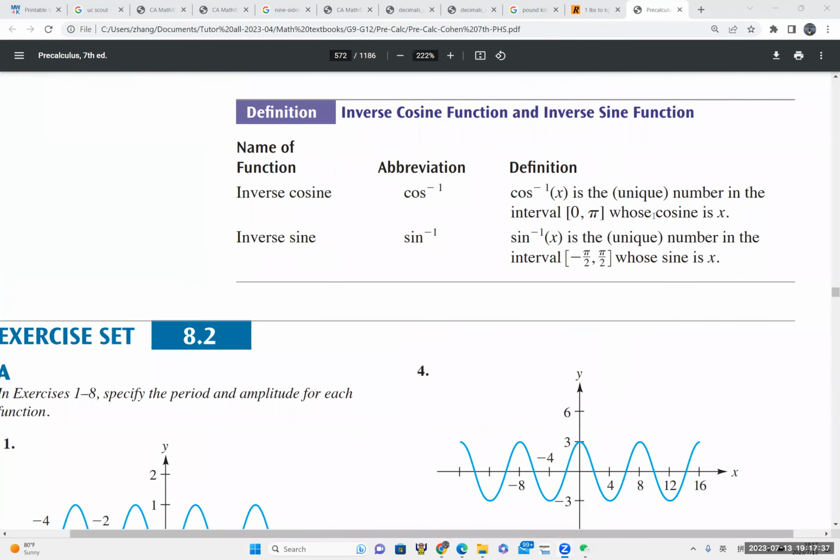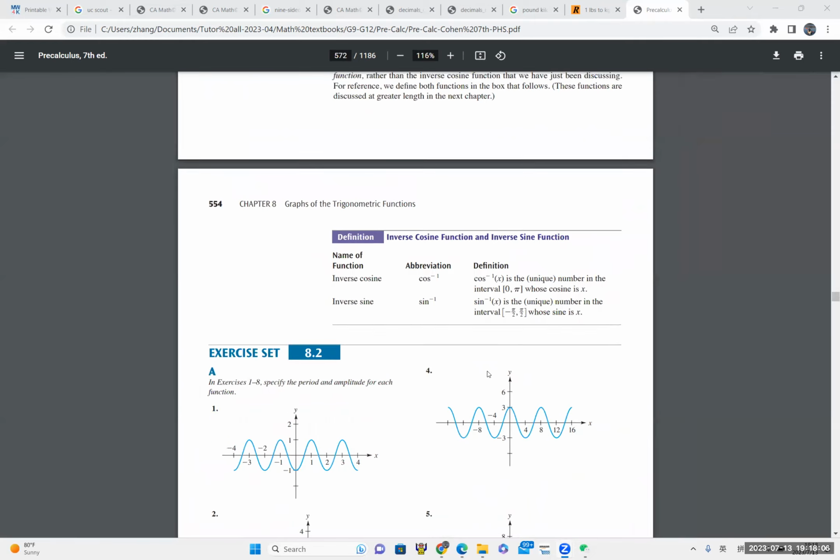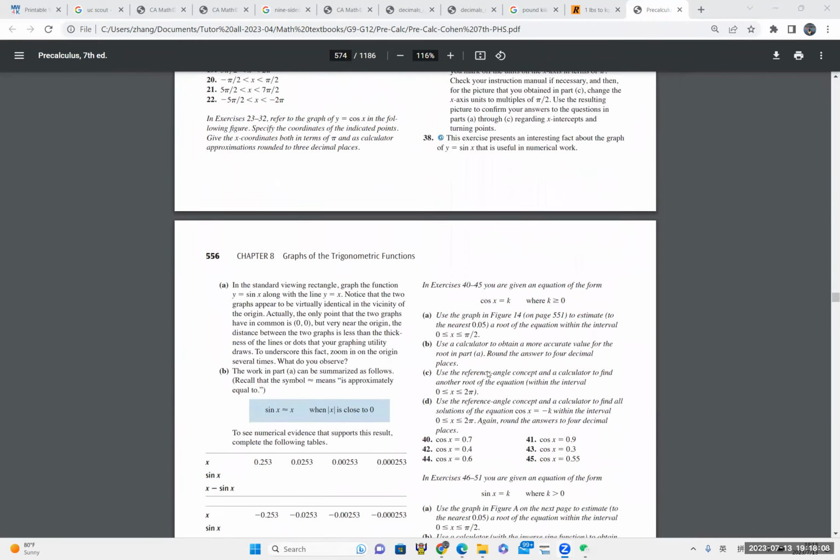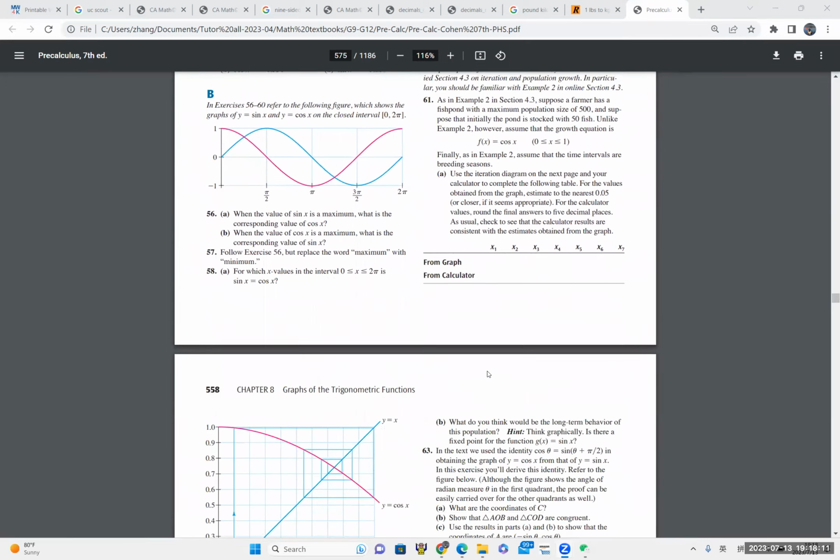Now you can see the interval for the inverse of cosine and the inverse of sine, right? They are different. Inverse cosine, the interval is 0 to pi, inclusive. This is negative half pi to half pi, inclusive. Now let's do some exercise. Part B.